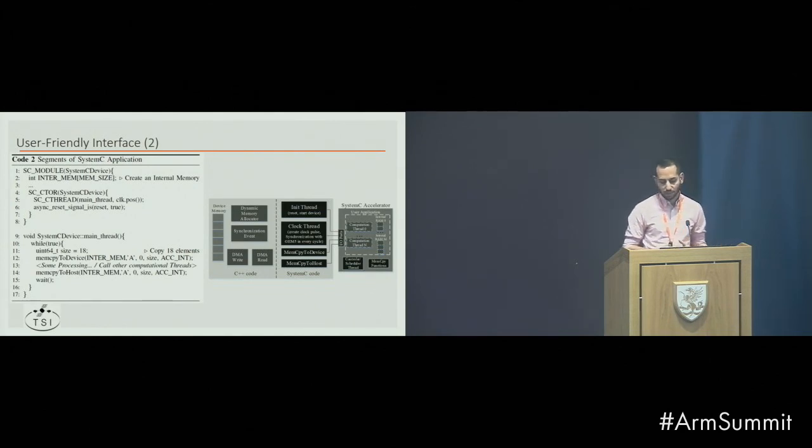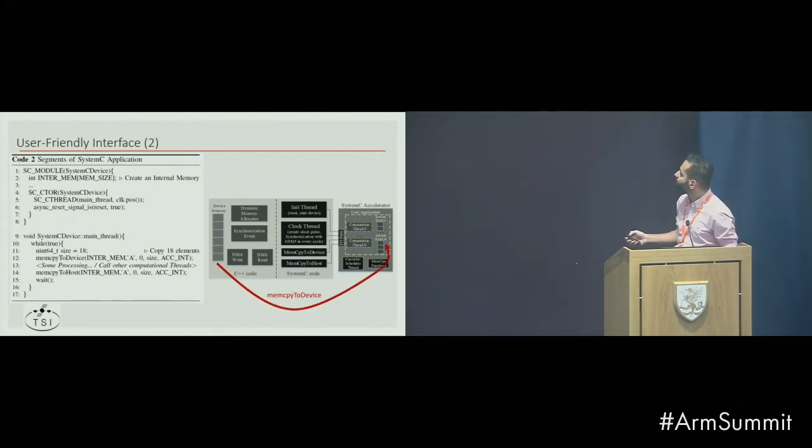As we can see, an internal memory of the accelerator is declared in line 2 with predefined size, while SystemC clock thread is utilized since it is an integral part of the synthesizable SystemC subset. Finally, the memcopy to device and to host SystemC functions have also been implemented to allow an efficient data transfer from the wrapper device memory to SystemC internal memory.